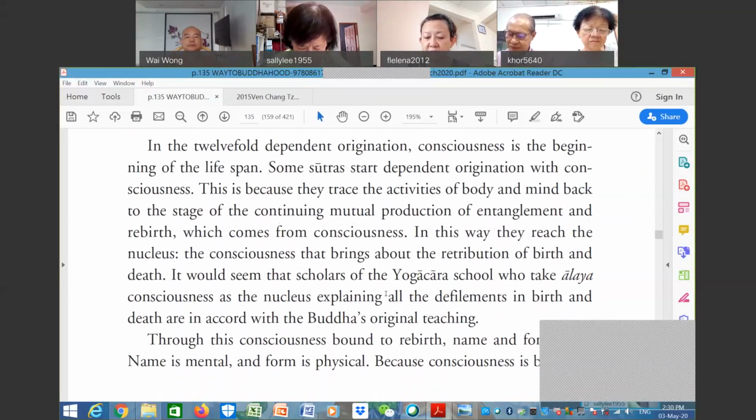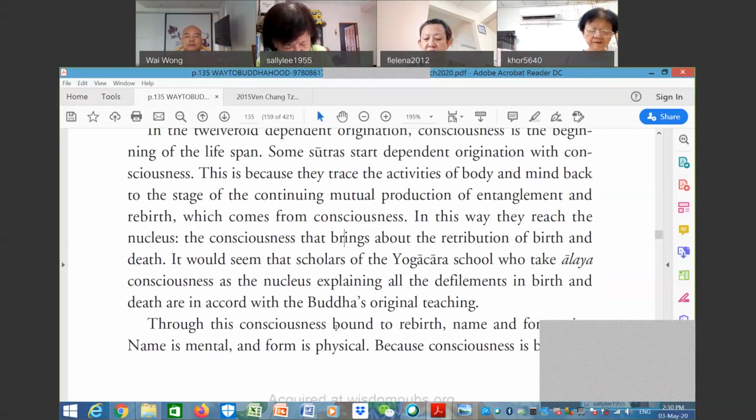In the 12-fold dependent origination, consciousness is the beginning of the lifespan. Some sutras start dependent origination with consciousness. This is because they trace the activities of the body and mind back to the stage of continuing mutual production of entanglement and rebirth, which comes from consciousness. In this way, they reach the nucleus, the consciousness that brings about the retribution of birth and death. It would seem that the scholars of the Yogacara school also take alaya consciousness as the nucleus, cleaning all the defilements in birth and death, in accord with the Buddha's original teaching.